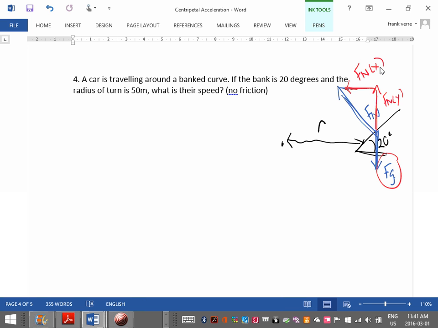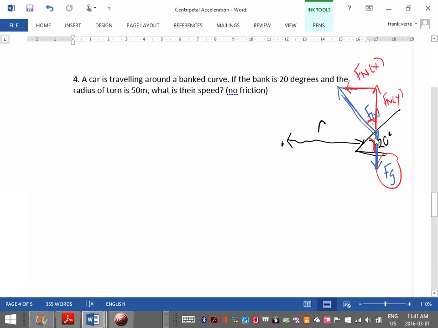It's pointing towards the center of the circle, right? So what's the force that's actually causing the turn? It's the horizontal component of the normal force. Now, this angle here has to be the same as this angle. I'm not going to go into it with you guys because I hope you guys have done this in math. But these two angles are actually the same.